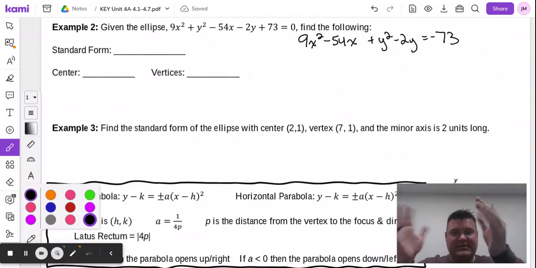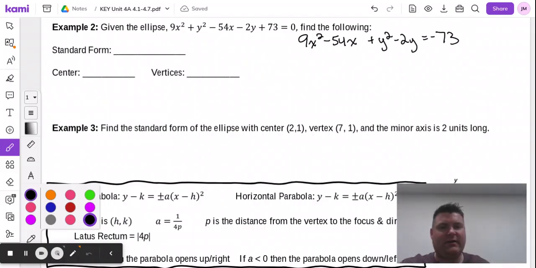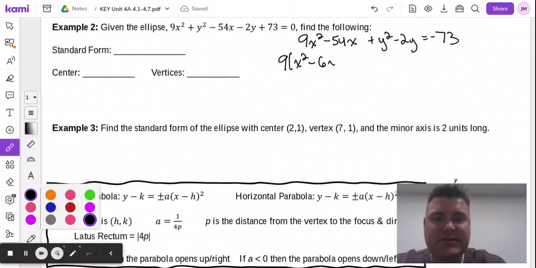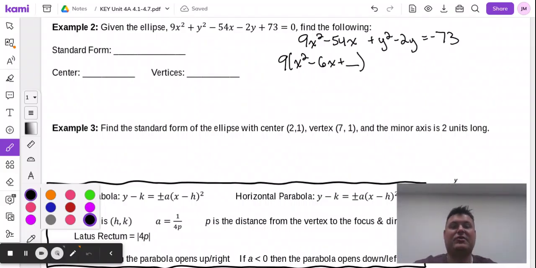So you're going to see an x completing the square and a y completing the square. So here we go. When I do the x's, all I'm going to do is take out the 9, because I need the a term in front of the x squared to be 1: 9 times (x squared minus 6x plus blank), because I need to figure out what's in that blank. If you distribute that 9 back through, you would get 9x squared minus 54x.